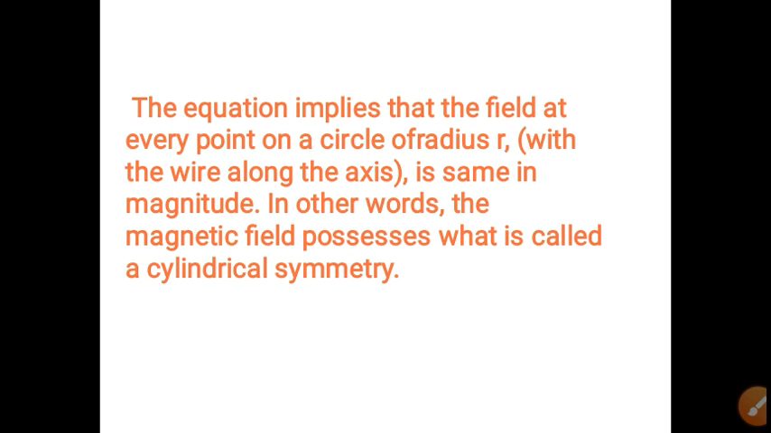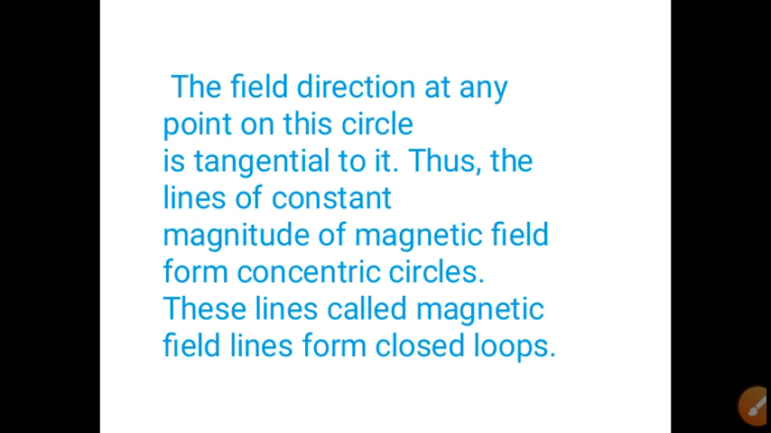Next, the equation implies that the field at every point on a circle of radius r is the same in magnitude. In other words, the magnetic field possesses what is called cylindrical symmetry, because at the same distance, that is, at the same value of r, the magnetic field B also will be the same. Therefore, we can say the magnetic field possesses cylindrical symmetry. The field direction at any point on the circle is tangential to it. Thus, the lines of constant magnitude of magnetic field form concentric circles. These lines, called magnetic field lines, form closed loops.